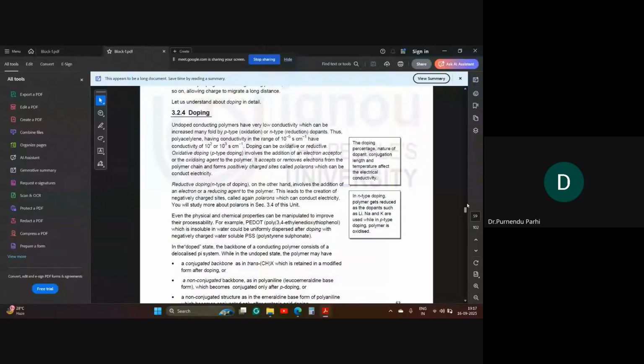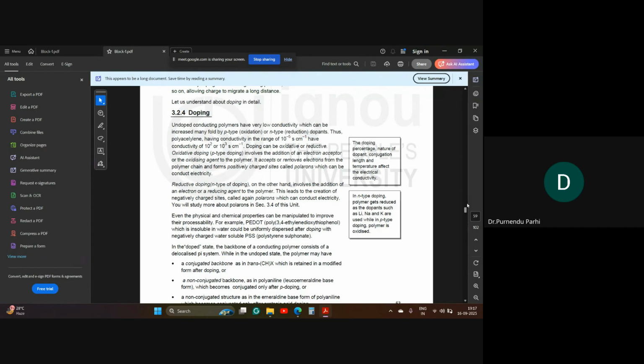...can conduct electricity. Reductive doping, on the other hand, involves addition of an electron or a reducing agent to the polymer. So oxidative doping means addition of an electron acceptor or the oxidizing agent to the polymer. Reductive doping means addition of an electron or a reducing agent to the polymer.